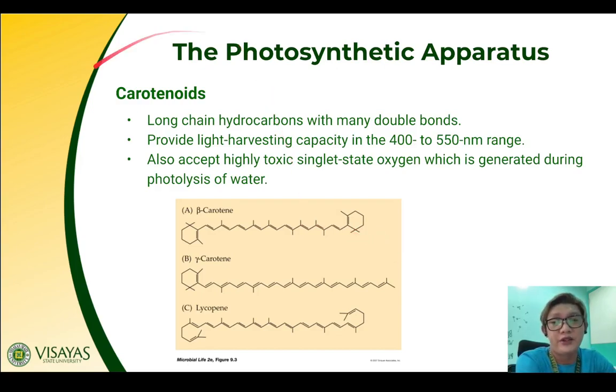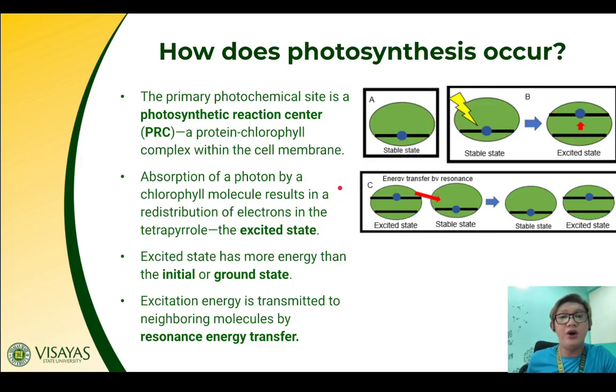Carotenoids are an important part of the photosynthetic apparatus. They are long-chain hydrocarbons with many double bonds. They provide light harvesting capacity in the 400 to 550 nanometer range of the visible light and also accept highly toxic singlet-state oxygen, which is generated during photolysis of water. Okay. So how does photosynthesis occur? So I know you already know this, but it should be better if you're going to review this. The primary photochemical site is the photosynthetic reaction center, the PRC.